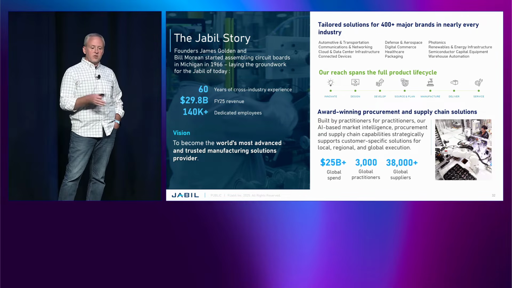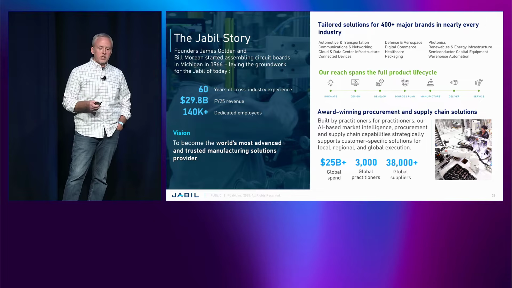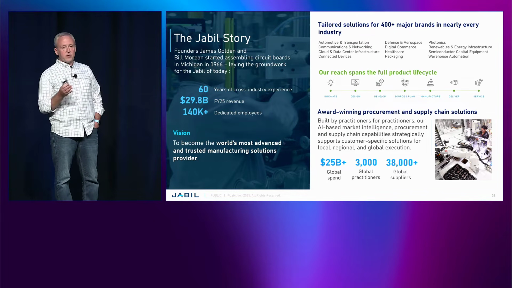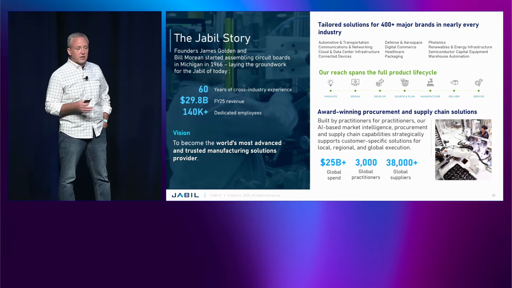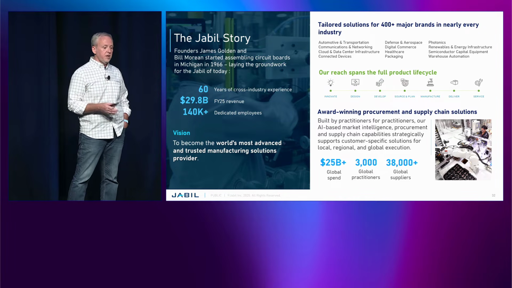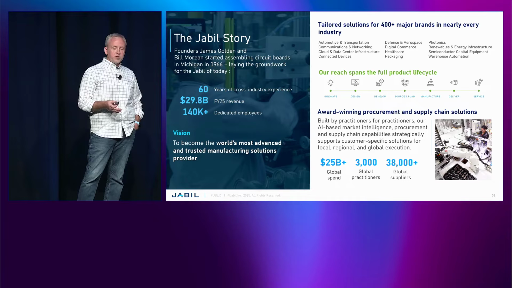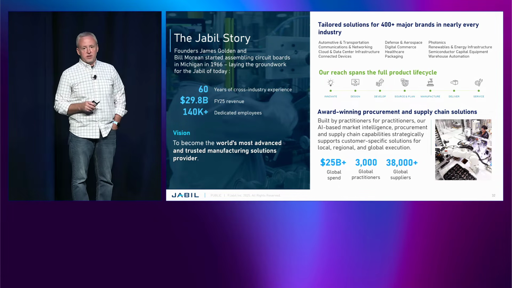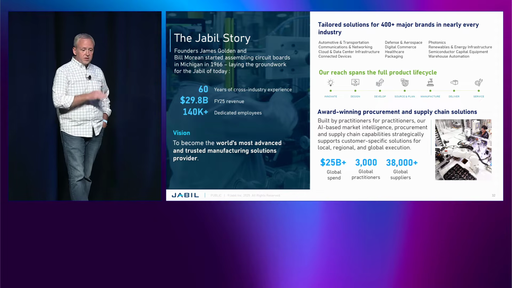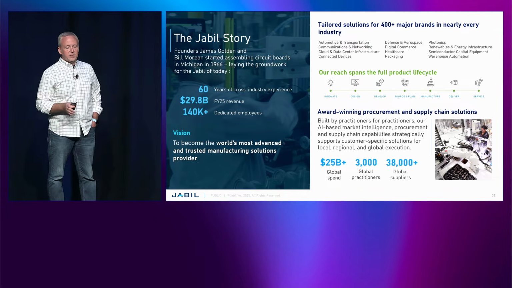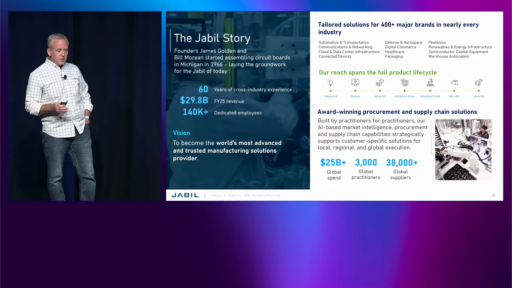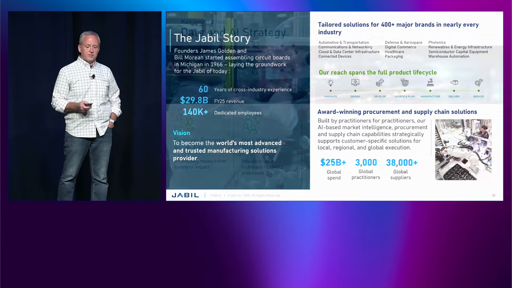And through all of this, across all these industries, across 400 customers, we manage a massive supply chain. So we have over 38,000 suppliers globally that we're operating with, and our global spend with those suppliers is over $25 billion annually. So it's a big piece of what we do, working with our customers to drive that forward.